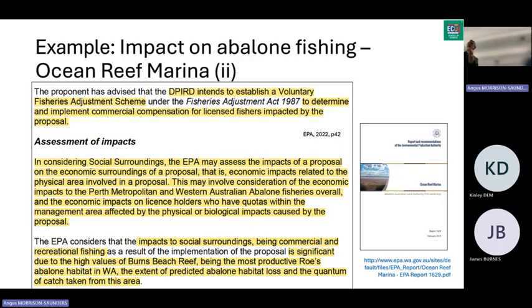They said, assessment of impacts. In considering social surroundings, the EPA may assess the impacts of a proposal on economic surroundings, that is, economic impacts related to the physical area involved in a proposal. This may involve consideration of the economic impacts to the Perth Metropolitan and West Australian abalone fisheries overall, and the economic impacts on licence holders who have quotas within the management area affected by the physical or biological impacts caused by the proposal. And so they did actually try to put together mitigation measures to come up with ways to try and mitigate the loss of that abalone habitat and the consequences on the abalone fishers.